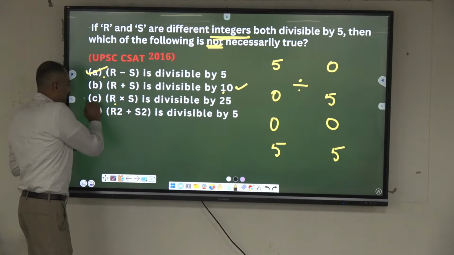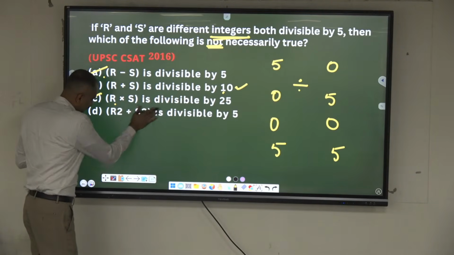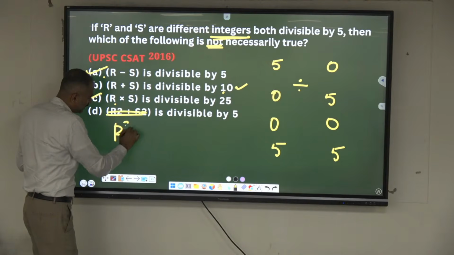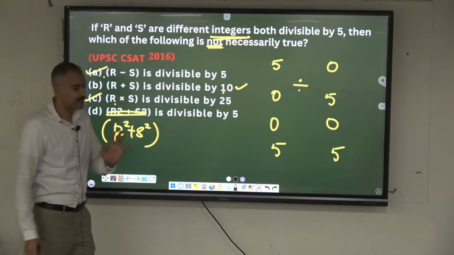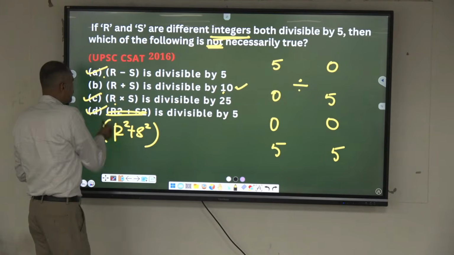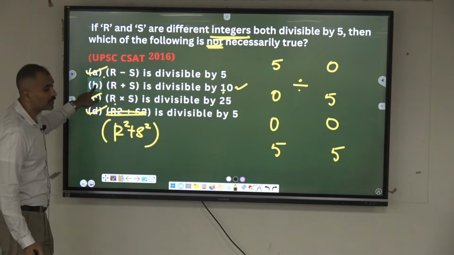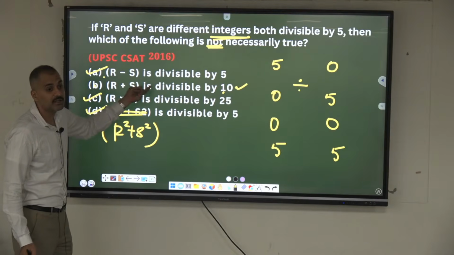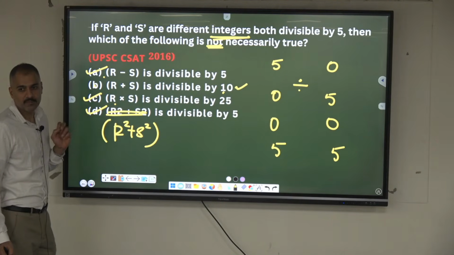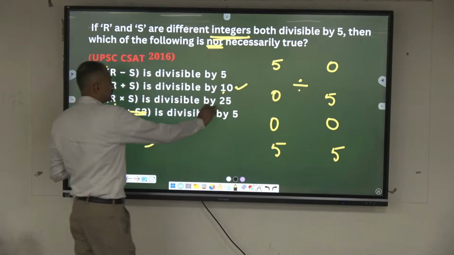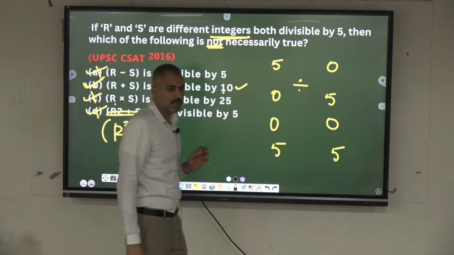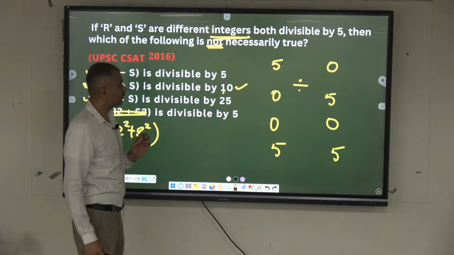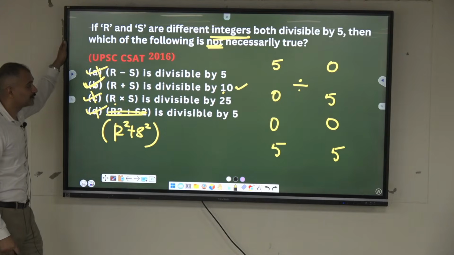This one is R square plus S square. Is it divisible by 5? Yes, obviously. This is also true here. But this is the only option here where it is not necessarily true. Got it? So, this is the option here. Not necessarily true: R plus S is divisible by 10.